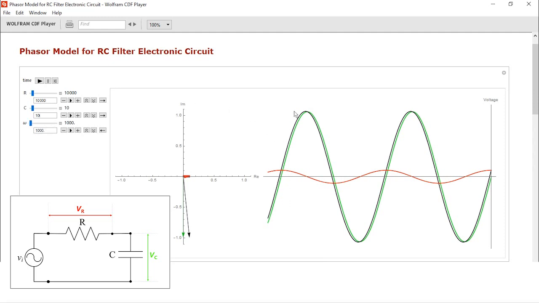So what you see in black, this is the input waveform, input voltage, sinusoidal. The waveform in red is the output across the resistor. And the waveform in green is the output across the capacitor, if we are measuring it simultaneously in a series RC circuit. And this is the corresponding phasor representation.